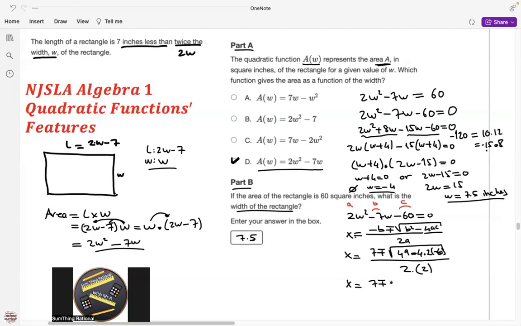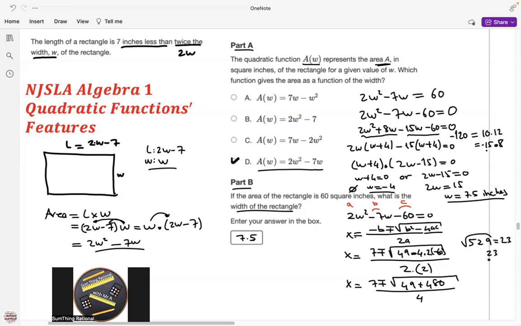So x is equal to 7 plus or minus, I will be having 2 roots, the square root of 49 minus 4 times 2 times negative 60. 4 times 2 is 8, and 8 times 60 is 480, but this is plus 480. All divided by 4. 49 plus 480 is 529. What is the square root of 529? Let's start: 20 squared is 400, 21 squared is 441, 22 squared is 484, so maybe I can try 23.